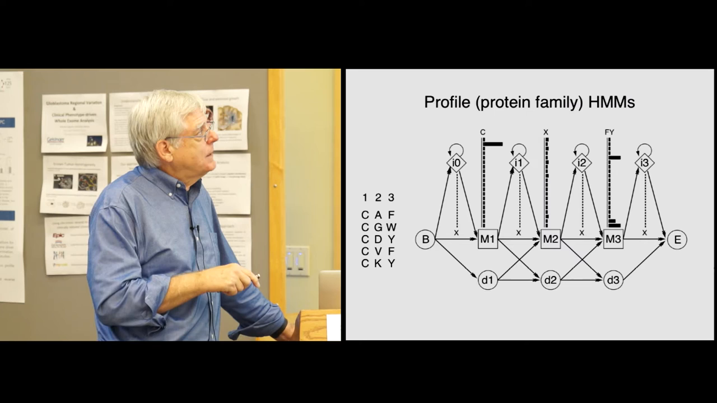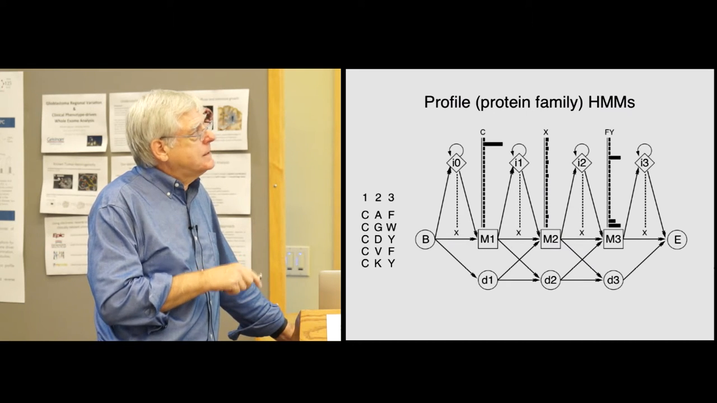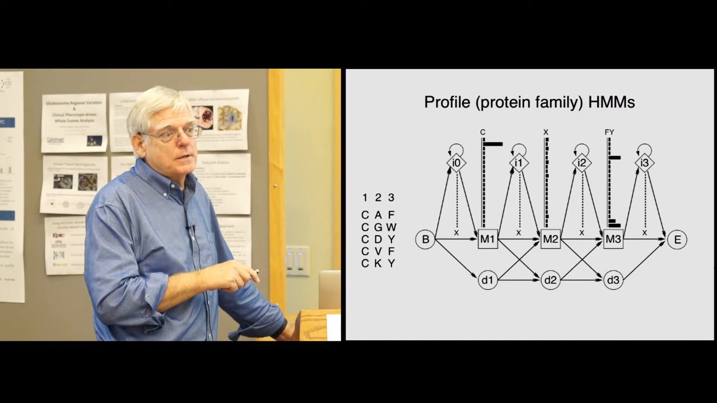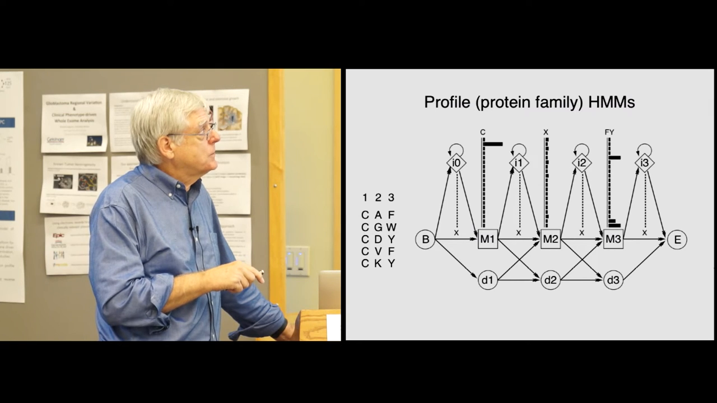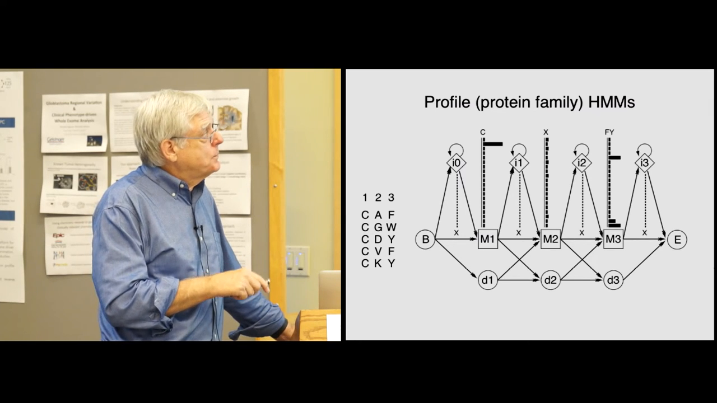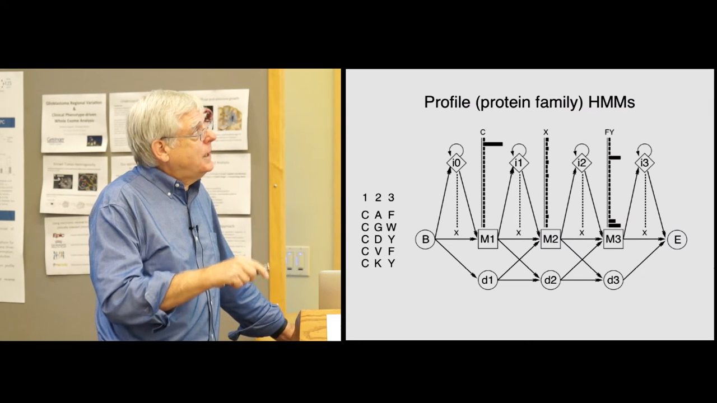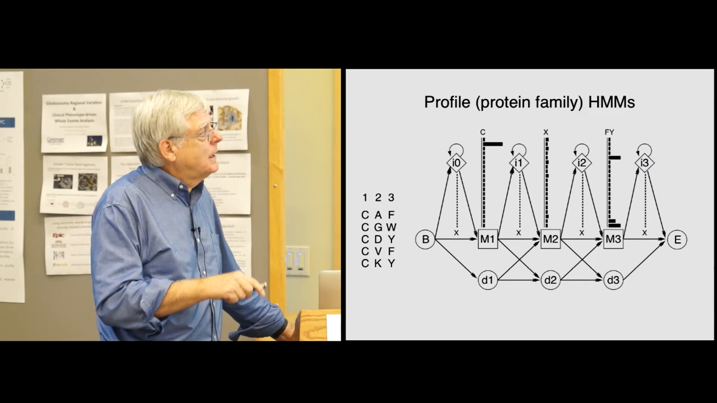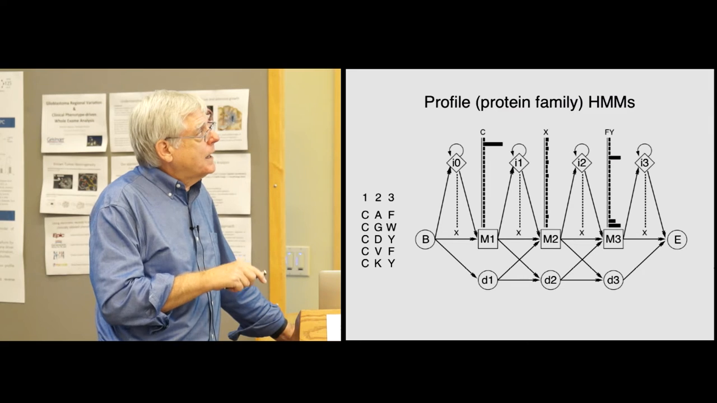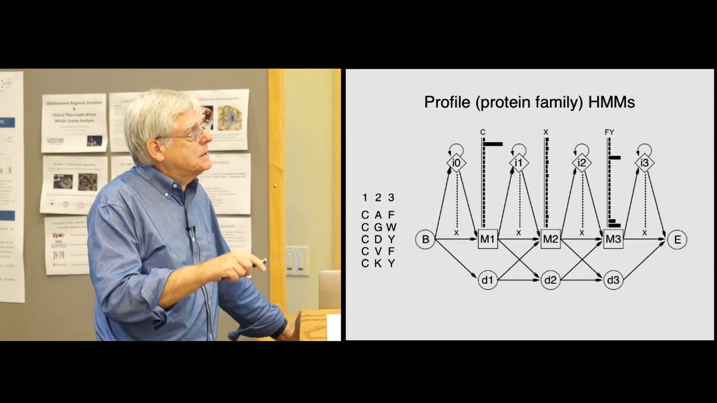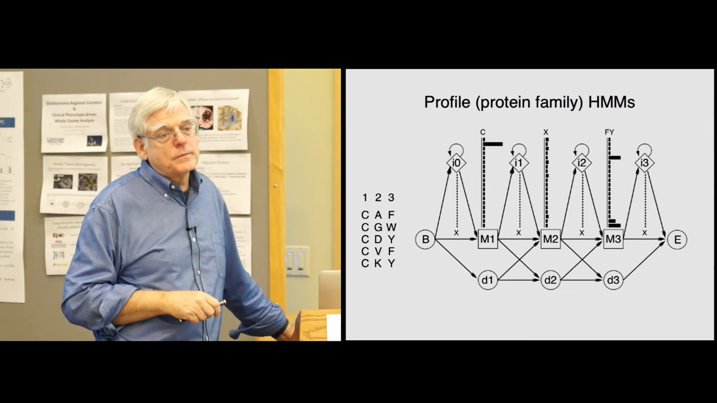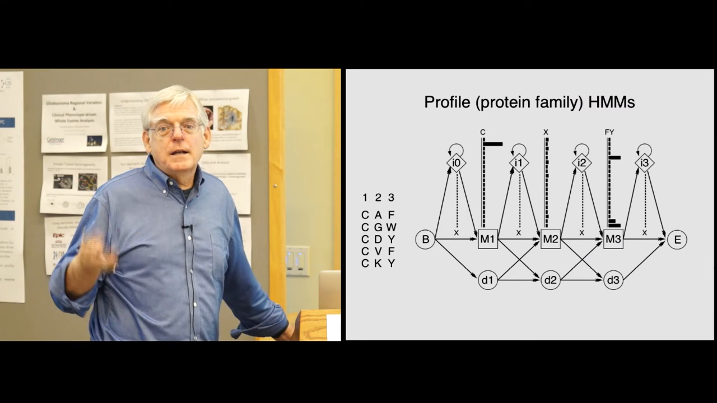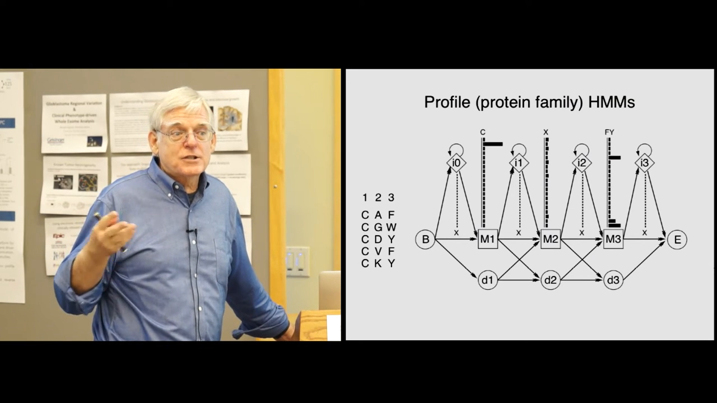And when I'm in a match state, I have these emission probabilities. So in match state number one, I like to put out C's. That's all there's ever going to be there, because that turns out to be what happens in this particular multiple alignment. At position number two, I don't really care very much about what I put out. It seems like I can put out any of the 20 amino acids. And at position number three, I like phenylalanines, tryptophans, and tyrosines.